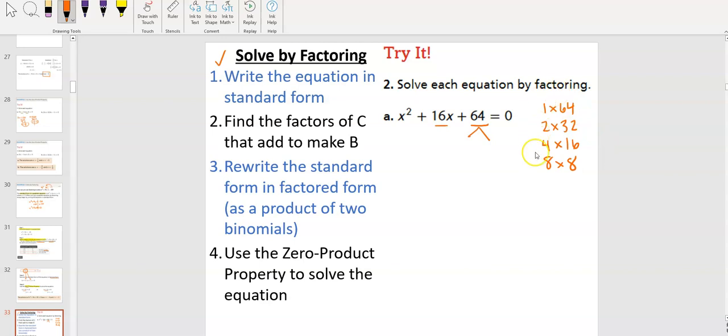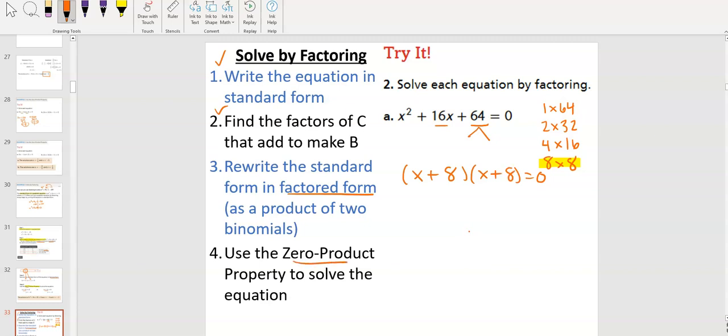So these are all the factors of 64. The two factors that when added together make 16 are going to be 8 and 8. So those are going to be my two numbers that I'm going to use to write in factored form, which is the product of two binomials. So I'm going to have x here and an x here, and I'm going to use these two numbers. So it's going to be x plus 8 times x plus 8.